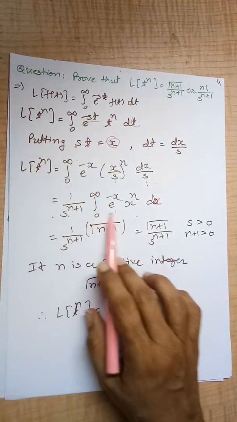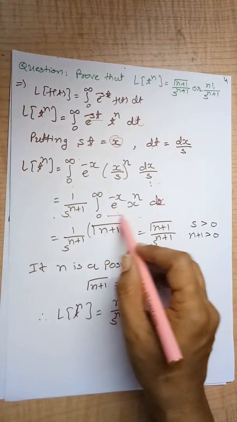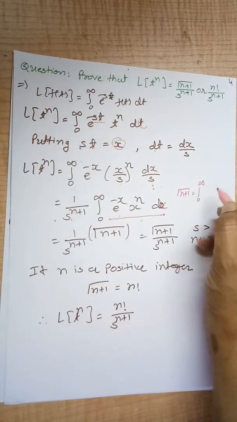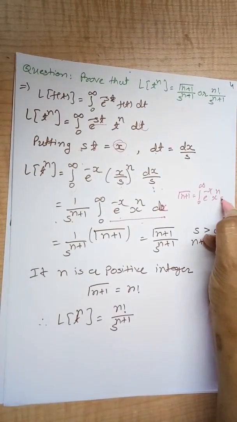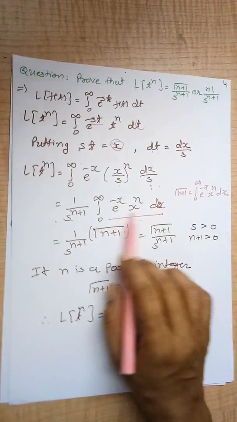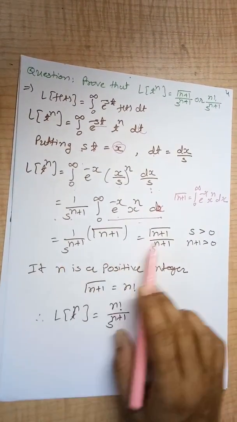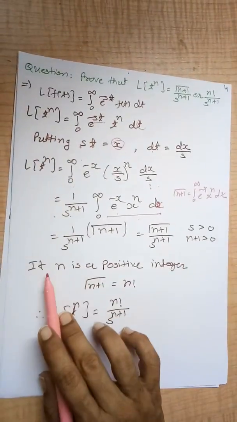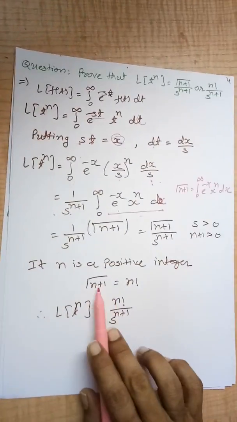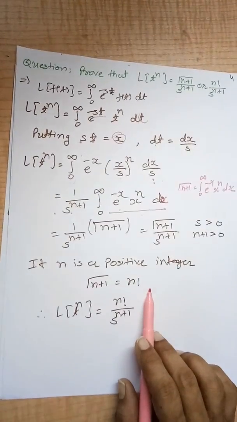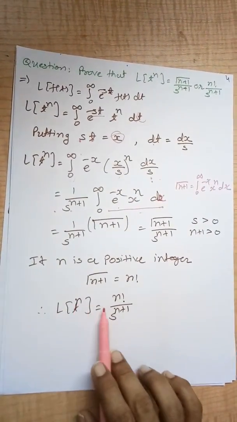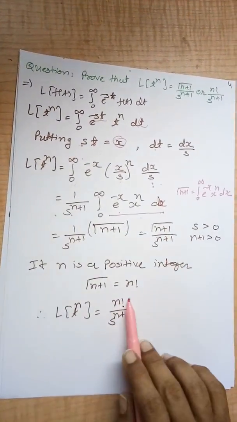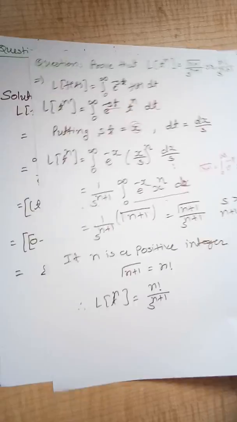So this is the formula of gamma n plus 1. Gamma n plus 1 is the integral from 0 to infinity of e raised to minus x, x raised to n dx. So we get gamma n plus 1 upon s raised to n plus 1, where s is greater than 0 and n plus 1 is greater than 0. If n is a positive integer, gamma n plus 1 is equal to n factorial. So we can write Laplace of t raised to n is equal to n factorial upon s raised to n plus 1.